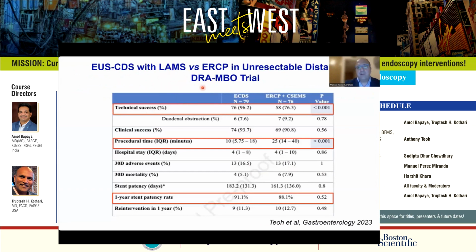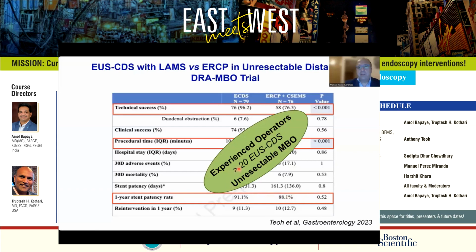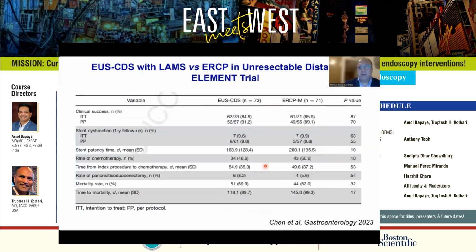And in the first trial, the DRA-MBO trial, technical success was significantly higher for the EUS approach. Procedure time was shorter, 10 minutes versus 25, and 1-year stent patency was comparable. In this study, only experienced operators participated and only patients with unresectable malignant biliary obstruction were included.